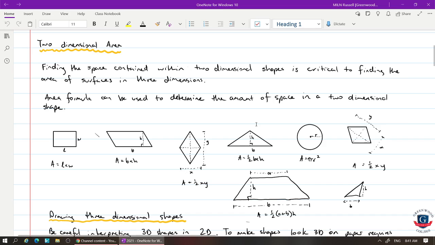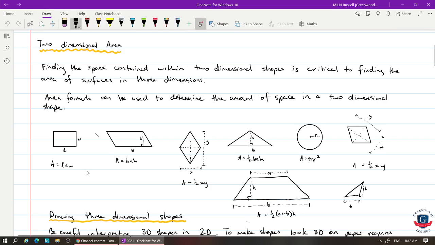So first we'll look at two-dimensional area, and these are formulas that you should have learnt in primary school and lower secondary. To find the space contained within two-dimensional shapes, it's critical to find the area of those shapes, and we use a group of area formulas, and you have to excuse my rather poor drawing of a trapezium down here. So starting with area of a rectangle, I've got my pointer. Area of a rectangle is length times width.